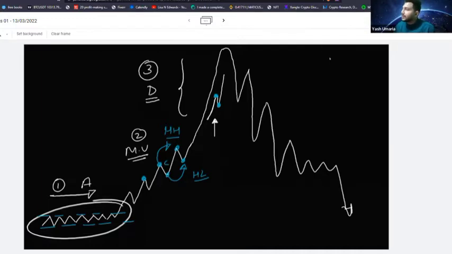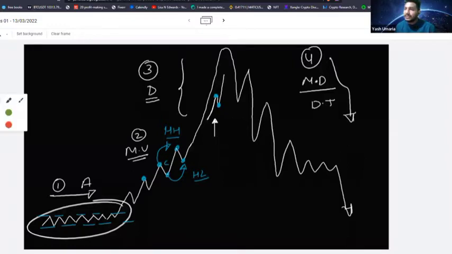Something like this. So basically this is our fourth phase. This is what we call a markdown, or you can say downtrend, whatever. Now the pattern of the downtrend or markdown phase is very simple. The market must make a lower high, a lower low, and also a proper correction.